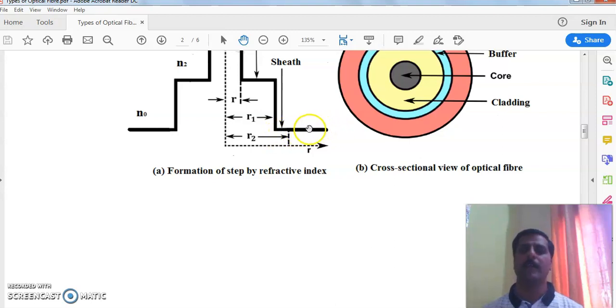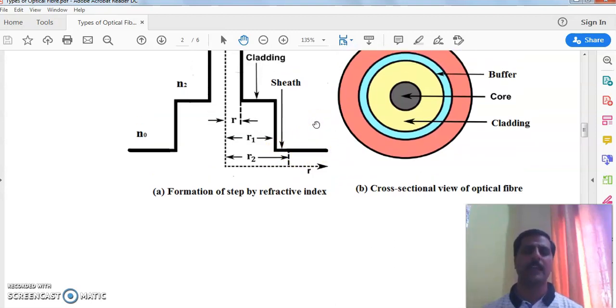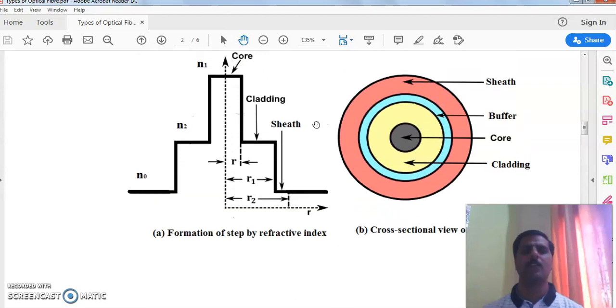So now if you see the diagram, this looks like a step, a staircase, as I told you earlier, like stairs. This is the first step, see, after that we reach here, then again a step is formed, and then we reach the core.